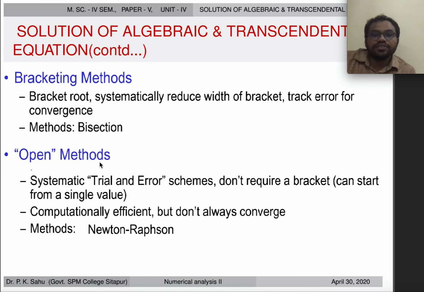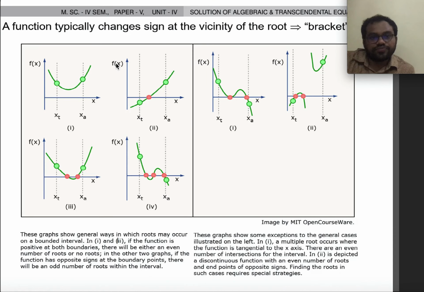The second method is open method. We can start the open method with a single value. It is a systematic trial and error scheme. Open method is computationally more efficient, but there is one drawback that it may not converge. And the example of open method is Newton-Raphson. In the next lecture, we will discuss this method in detail. Now, in this lecture, we will see how the bracketing method works.